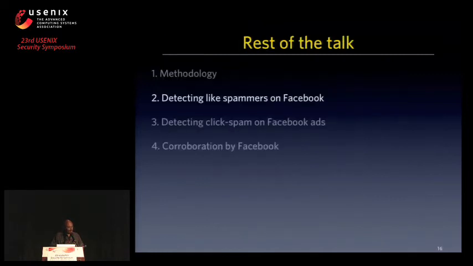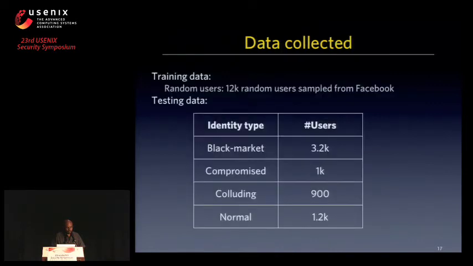Now that we understand our technique, let's try to apply it to real data and see how it performs. The first thing we need to do is build the classifier, we need to train and understand these normal patterns of behavior. To do that, we trained on the behavioral data, or in this case, the like activity information for a large random sample of users on Facebook.